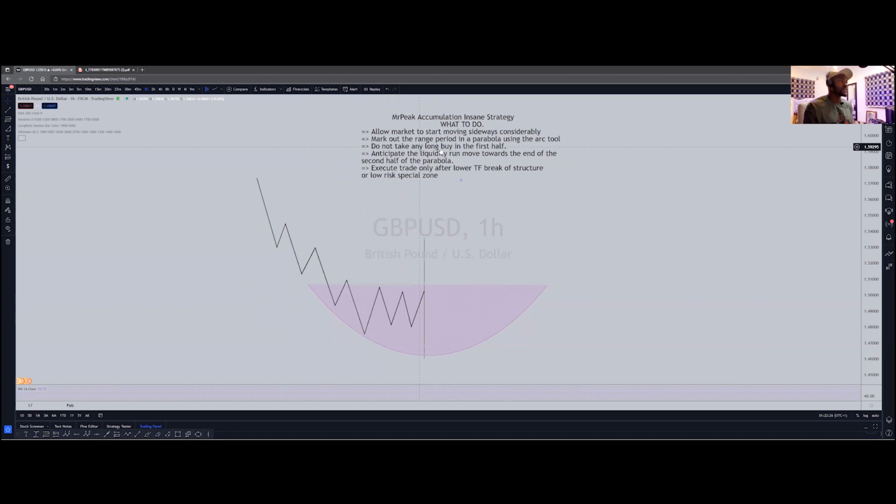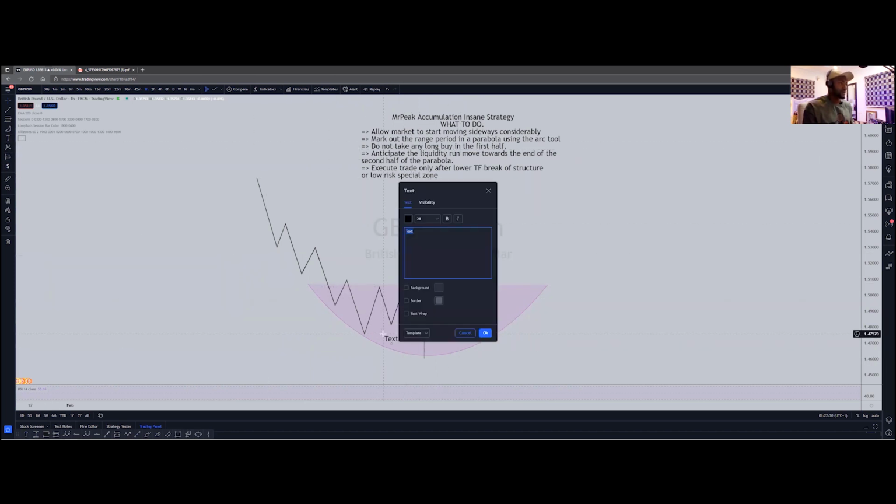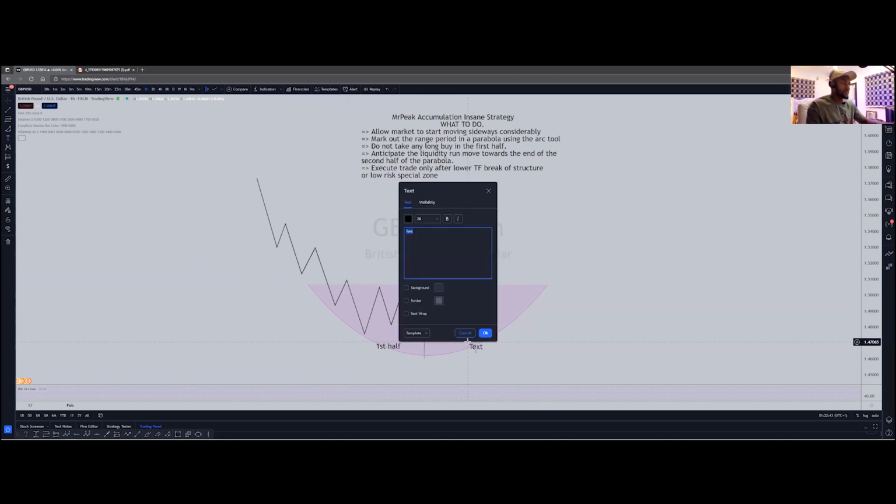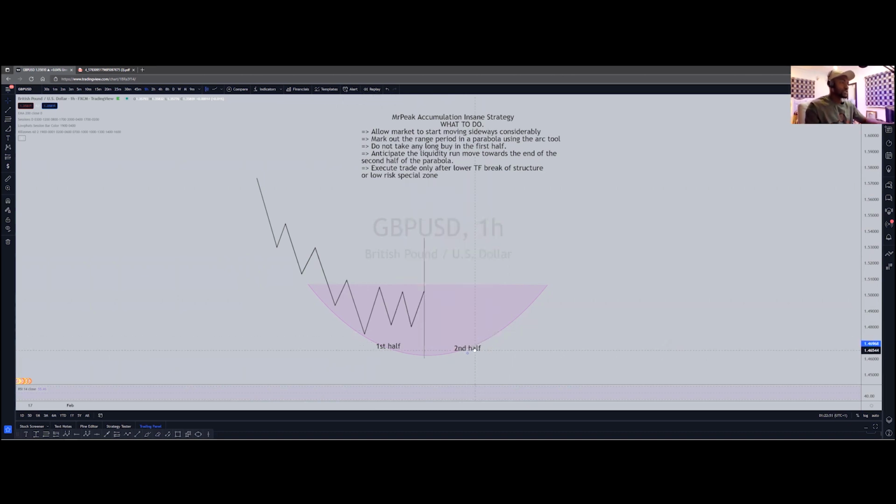Now, I said, do not take any long trade in the first half. So this is the first half. Do not take any long trade here. Now, this right here, after the middle line, is the second half. So do not take any long trade in the first half. Just watch what market is trying to do.